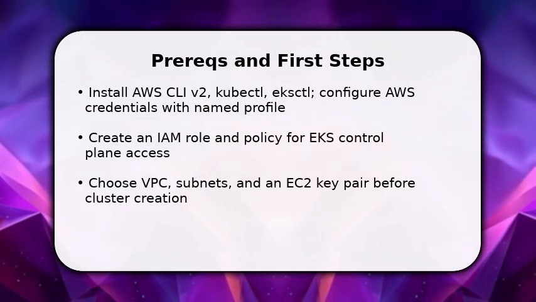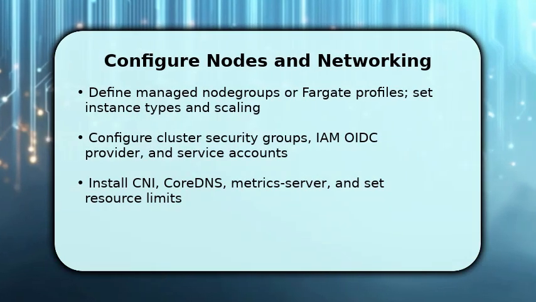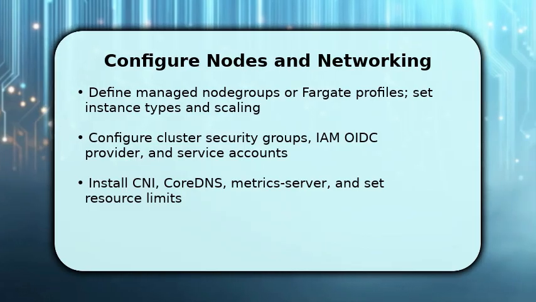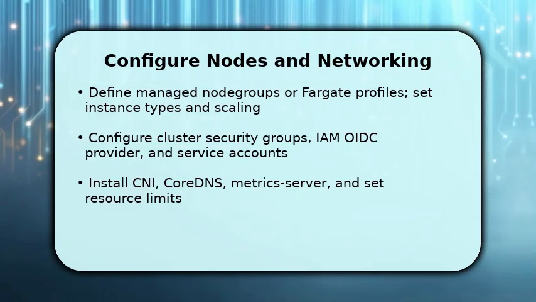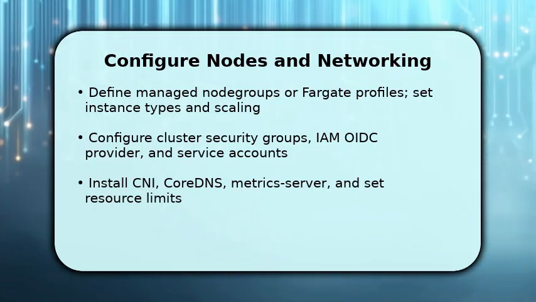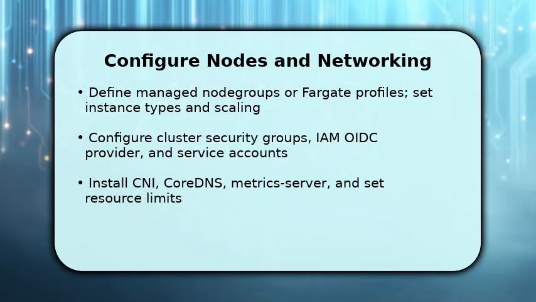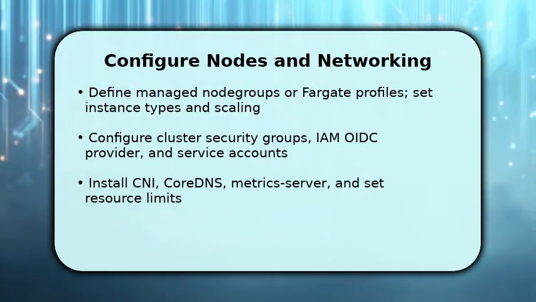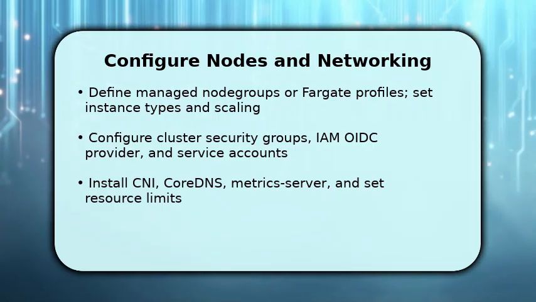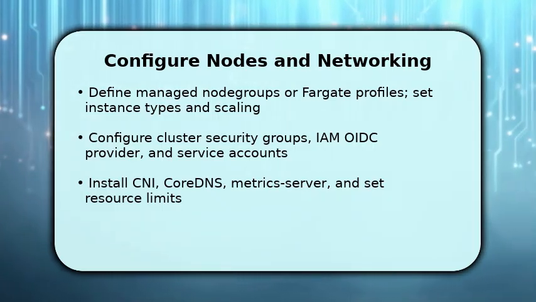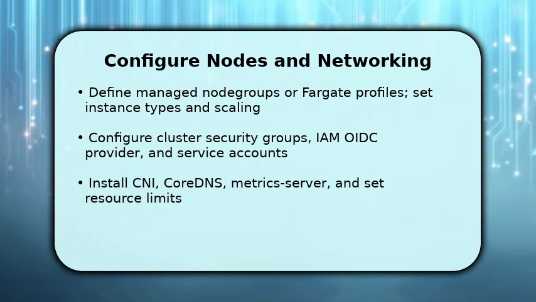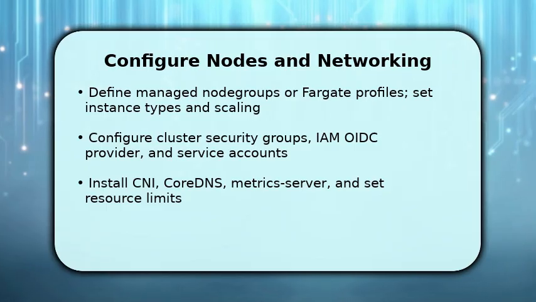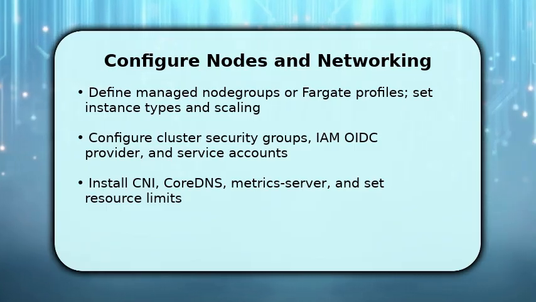Now you configure nodes and networking so workloads run reliably. Choose managed node groups or Fargate profiles and specify instance types and auto-scaling min/max values. Make sure the EKS cluster has an IAM OIDC provider and map IAM roles to Kubernetes service accounts for least privilege permissions. Install or verify the AWS VPC CNI, CoreDNS, and metrics server add-ons, and apply resource requests and limits for system pods. Once the node group joins, label nodes and taint or untaint them as needed to control scheduling.